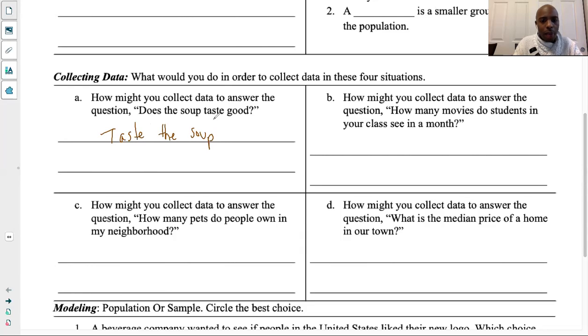That's how I would collect the data, right? Does it taste good? Let me taste it. If I taste the soup, I can tell you whether or not it does, right? That's collecting data right there. B, how might you collect data to answer this question?